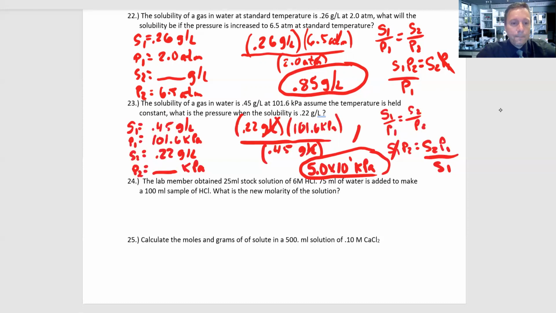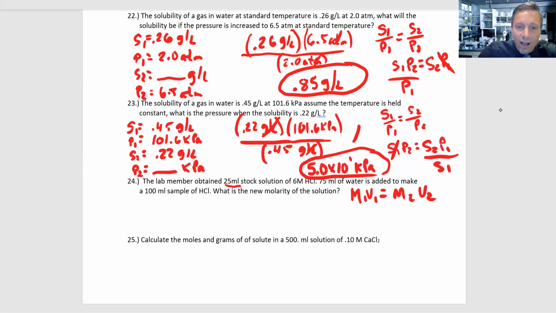Number 24. A lab member obtains 25 milliliter stock solution of 6 molar HCl, adds 75 milliliters of water to make a 100 milliliter sample. What is the new molarity or concentration of the solution? Hey, this is our dilution formula. So I have M1V1 equals M2V2. And I can use milliliters in this, not a big deal.